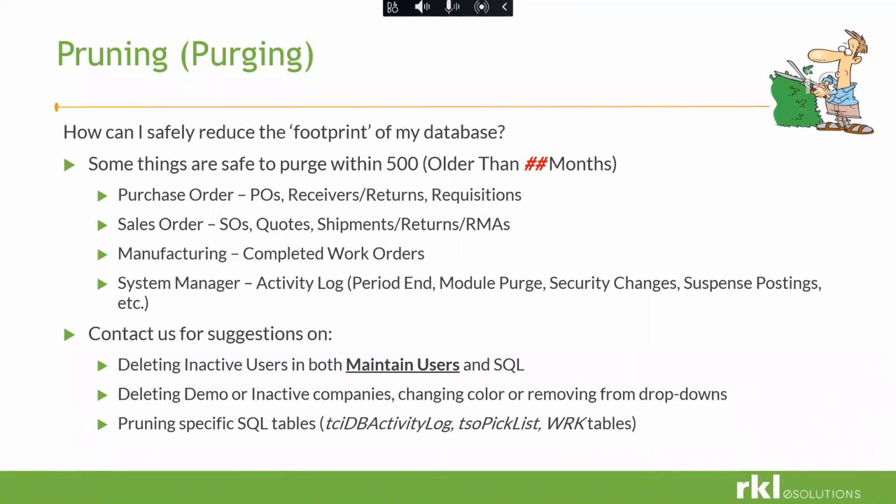Pick list table. Even if you don't want to get rid of your sales orders and shipments, you can set things up so pick lists go away after, say, 3 months. It doesn't change the fact that you've got the shipment or the sales order or the invoice. It just means you can't reprint the pick list, and you don't need to reprint the pick list at that point. So there are lots of other areas and ways besides the full purge.